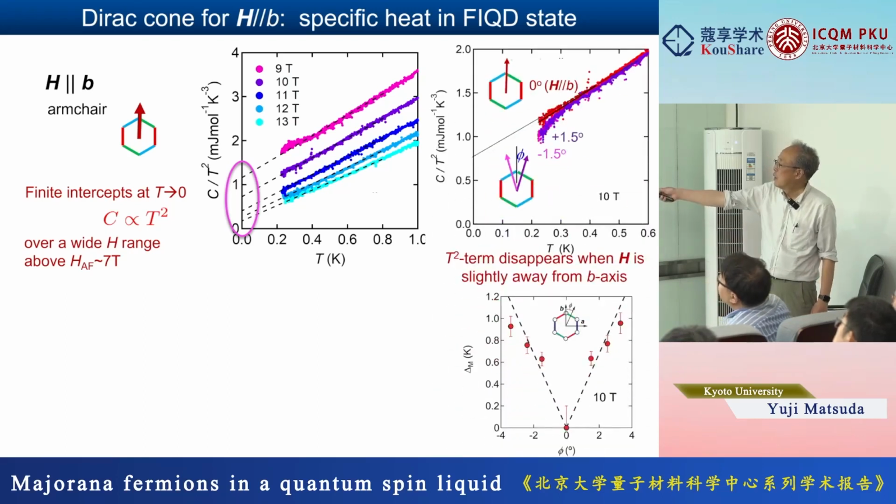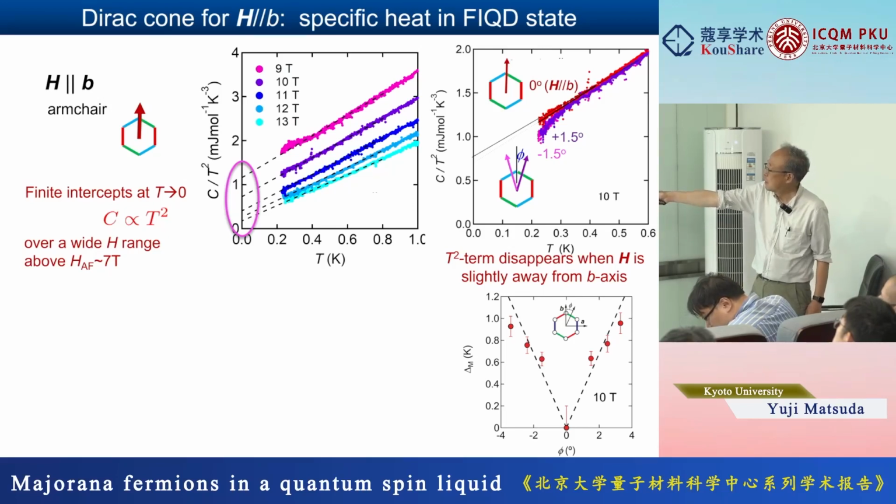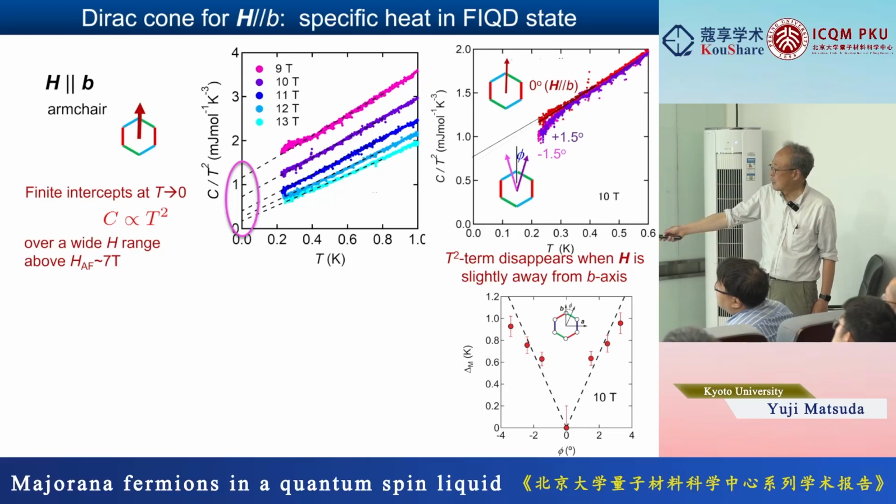Then we also rotate the magnetic field, tilting it plus or minus 1.5 degrees from the b-axis. As you see, the T-squared term disappears when the magnetic field is slightly away from the b-axis. So we estimate the gap. The gap closing occurs at θ equals 0.